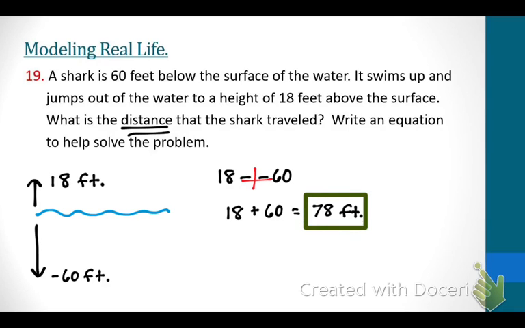Now, here's another way to help you. When you think about this water that we have here, that would technically be a 0. In order to get from negative 60 up to that 0, it's going to be 60 feet. Doesn't that make sense? It's 60 feet away. In order to get from this 18 to that 0, that's going to be 18 feet away. All you have to do is add those two together to figure out from here to there, it's 18 plus 60. And that's kind of how you can find the distance in this problem.